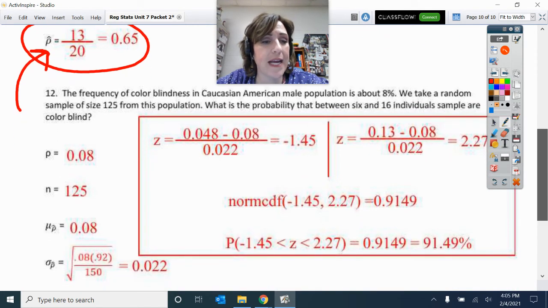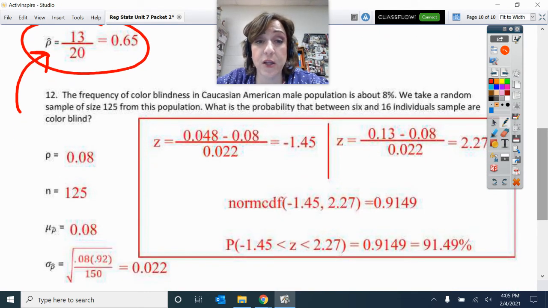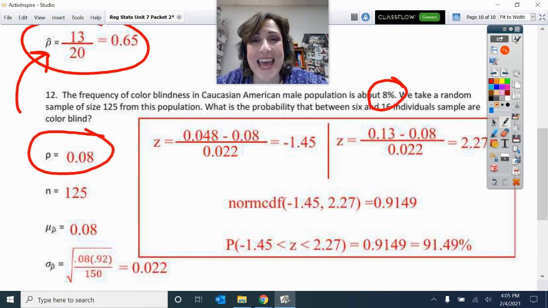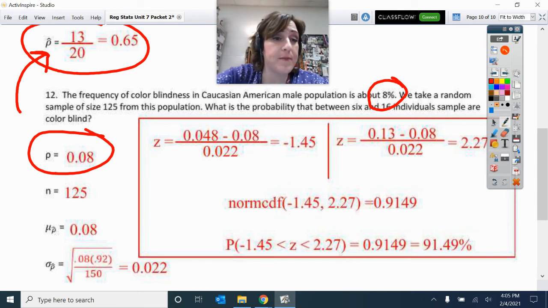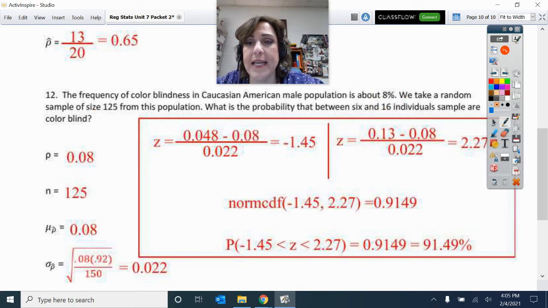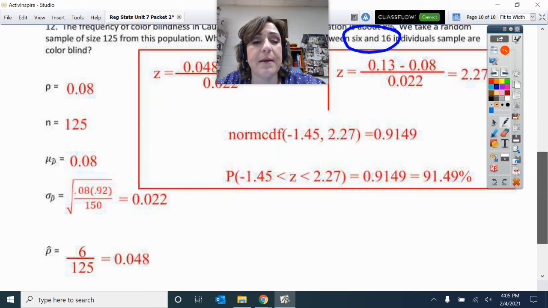All right, here we go. Last one. The frequency of color blindness in Caucasian Americans is 0.08, not 0.8. Pay attention to your decimals. Okay. We have a random sample of 125, so that's our N. And 16, oh wait. Between 6 and 16 individuals were colorblind. So what's the probability that between those?